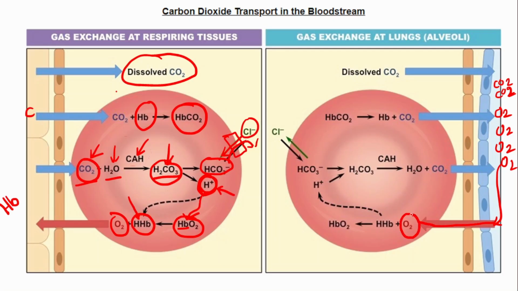This is the oxygen we're tracking. This is just one example. This type of reaction keeps happening in millions of RBCs. Inside the RBC, it binds to hemoglobin to form oxyhaemoglobin.